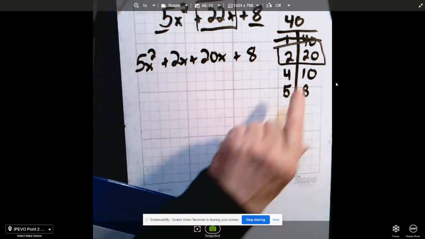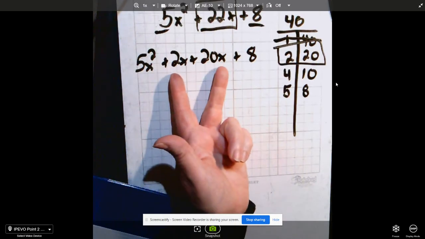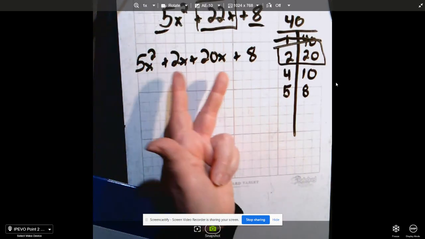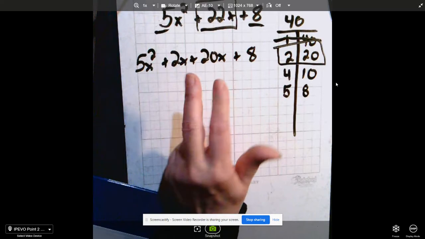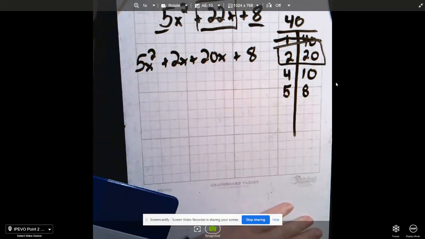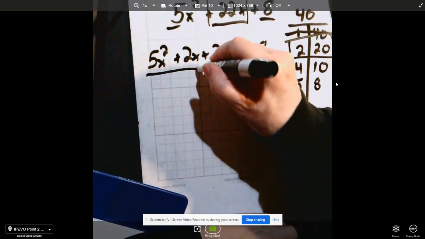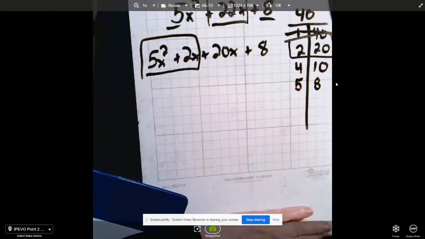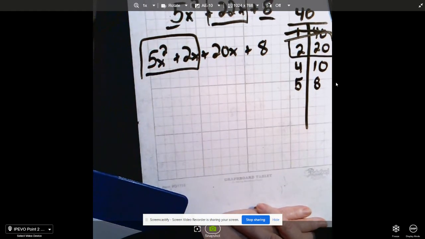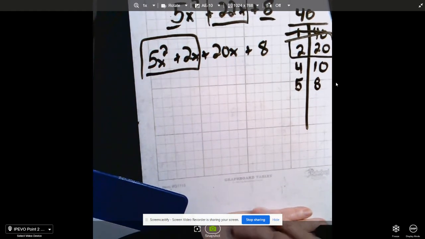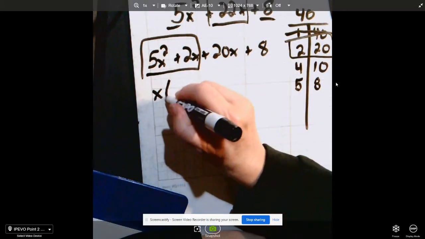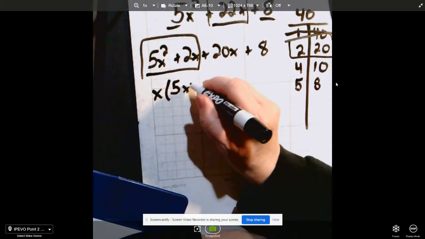Now, it doesn't matter what order you write these in. You could have written this as 20x plus 2x. It will come out correctly either way, so it doesn't matter which one you put first. You're going to take a look at your first two and ask, what can I factor out of there? Well, there's no common factor for the number, but there is for the variable. So I can take out an x, and I'll be left with 5x plus 2.